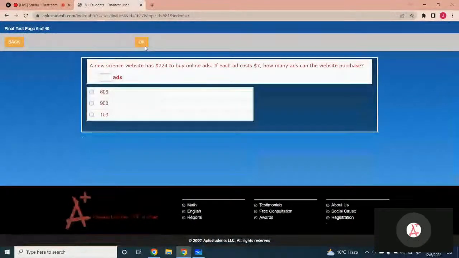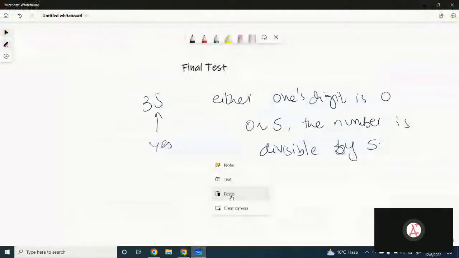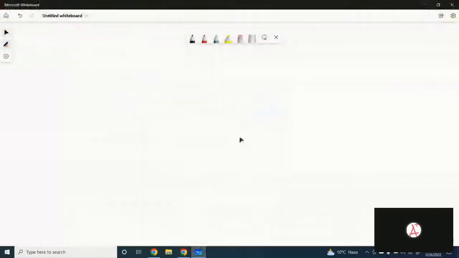Okay, a new science website has 724 dollars to buy online ads. If each ad costs $7, how many ads can the website purchase? So the cost of one ad is 7. Basically, you have to divide 724 by 7. Let's just divide 724 by 7. 7 times 1 is 7.